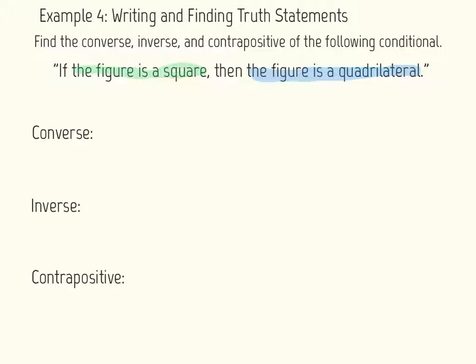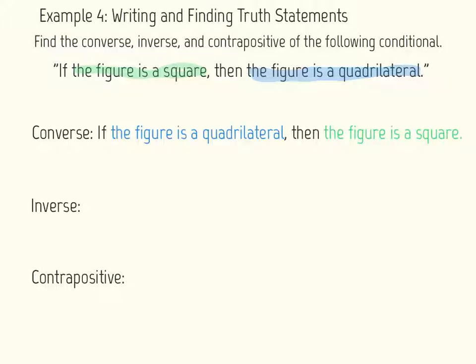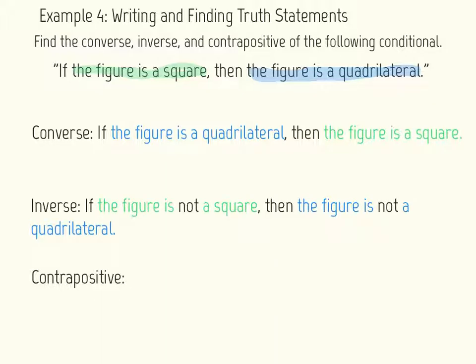So now with the converse, inverse, and contrapositive, you just have to mix all those things around. For the converse, what you have to do is simply switch the P and the Q. So the converse reads, if the figure is a quadrilateral, then the figure is a square. Now, for the inverse, what you have to do is leave it the same, except you switch both of the statements to not statements. So the inverse would read, if the figure is not a square, then it is not a quadrilateral.